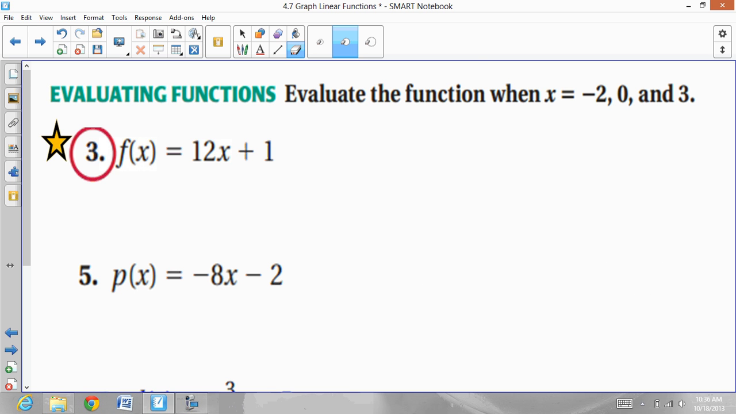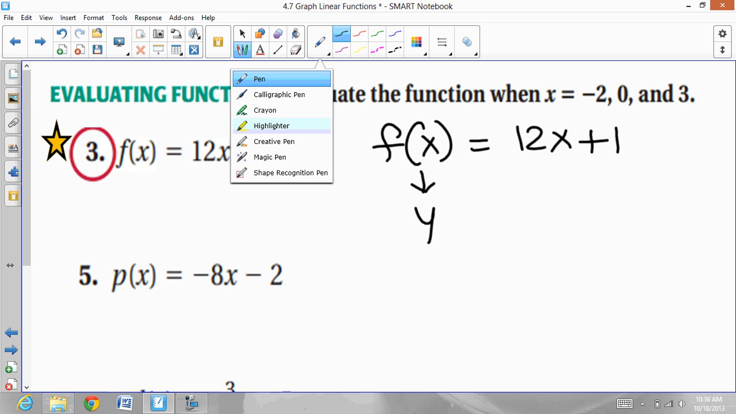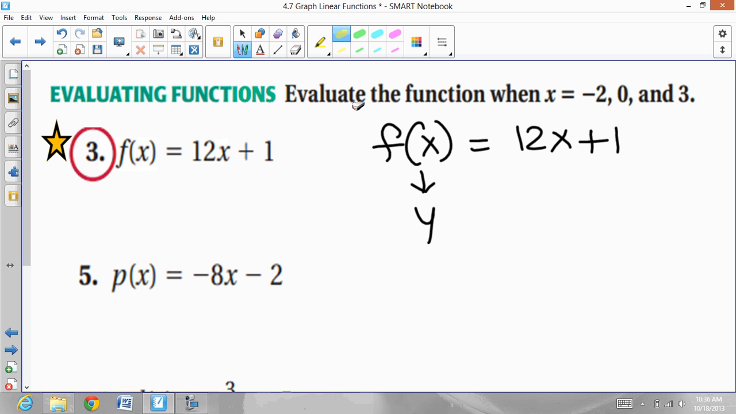Now, coming back to question number 3, which is the focus. My f of x is nothing but 12x plus 1. The most important thing for you to understand is my f of x is nothing but y. Watch the highlighting which I'm going to do. This entire thing is nothing but y. I can replace the whole thing by y if it makes it easier to understand and keep track of. So my y is nothing but 12x plus 1.